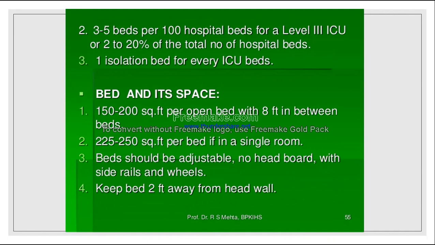Next, 3 to 5 beds per hospital bed for a level 3 ICU, or 2 to 20% of the total number of hospital beds. So in 100 hospital beds, there should be at least 3 to 5 beds for a level 3 ICU, or it should be 2 to 20% of the total number of hospital beds. So that is the calculation that we have to maintain in 100 hospital beds.